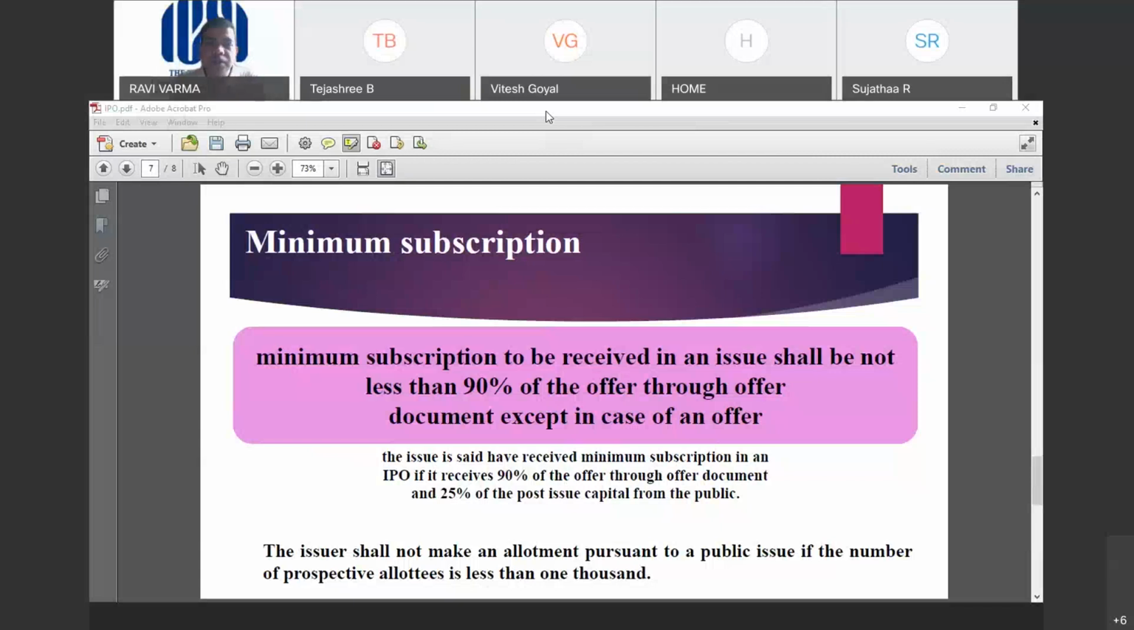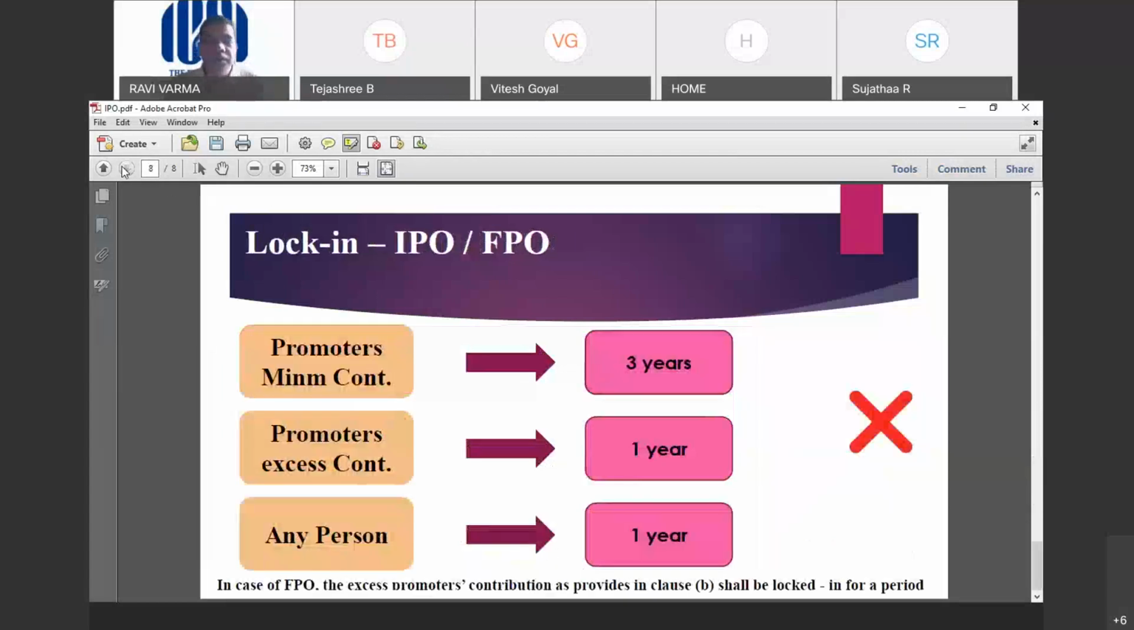Minimum 25%. Right? Minimum 25% should come upfront, today only. And the rest, the balance, as I told you, can come gradually, but within a period of 1 year. So the answer is yes, it can be made in calls. Correct? Now going to the lock-in.